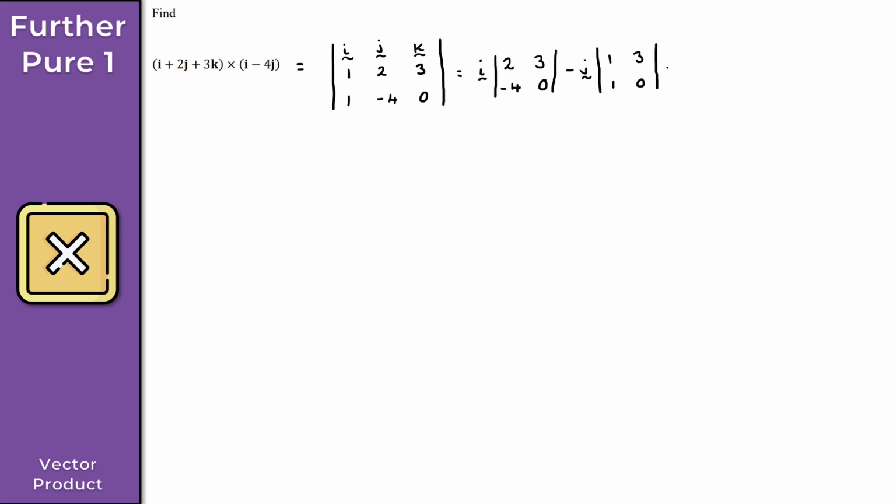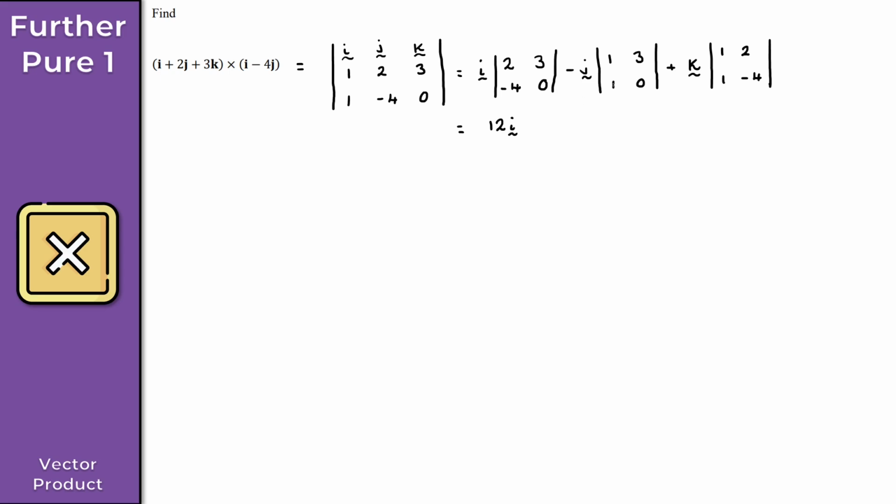And then finally, we get plus k. For our 2 by 2 determinant, we cross this row out and this column to get left with 1, 2, 1, and minus 4. Okay, so let's evaluate each 2 by 2 determinant as we go. We get i times this 2 by 2 determinant. We do 2 times 0, which is just 0. We then do minus 4 times 3, which gives minus 12, which is just positive 12 here. So we get 12i.